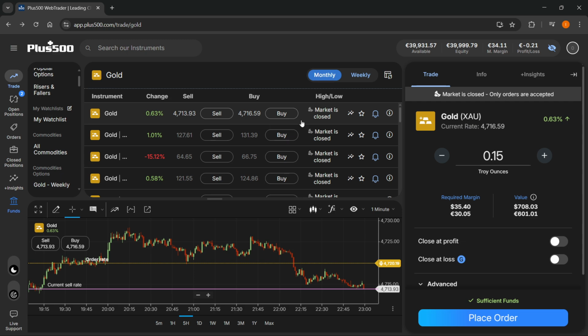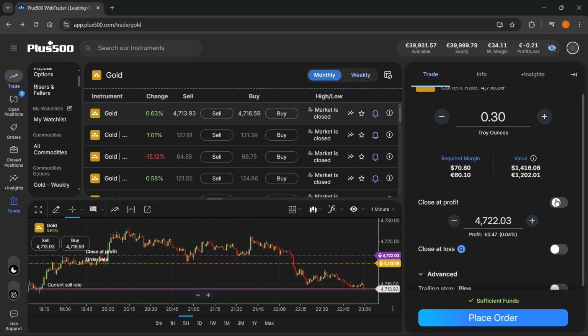So whenever you find gold over here, you can of course go and basically select how many troy ounces you want. So this is basically the main currency it uses, so troy ounces. You could go and select. I'm going to do 0.30 for example. 0.15 is the least you could do, and then here you can close at profit if you want to.